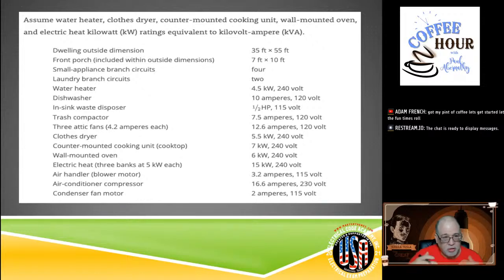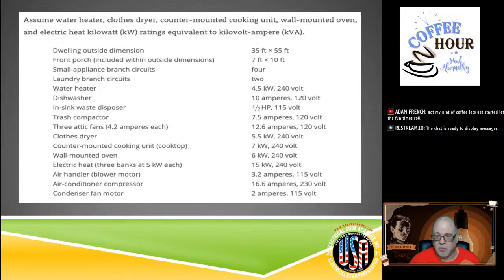You don't have to. You can do it as we go because we are going to cover this again. It's just a habit I have. The next one is 12.6. That's the three attic fans at 4.2 amps each. So there's three of them, 12.6 amperes total. Cumulative, the total VA contribution would be 12.6 times 120. Okay, so that is the three fans. Total is 1,512 VA. Just doing it ahead of time.